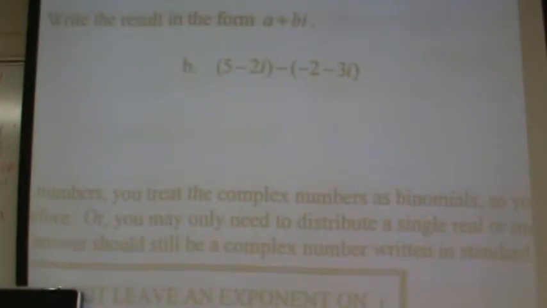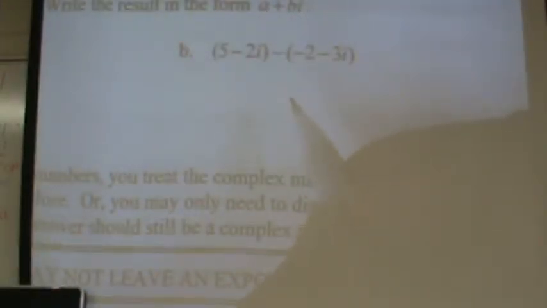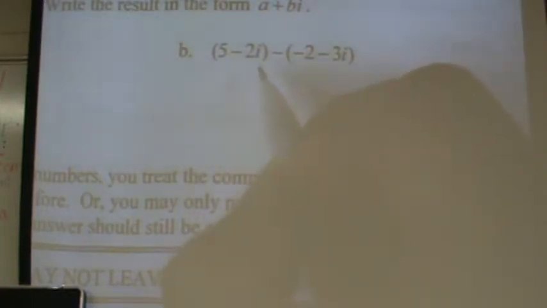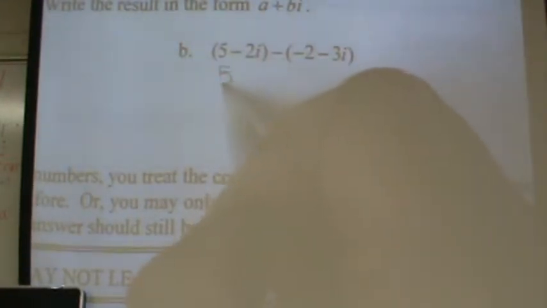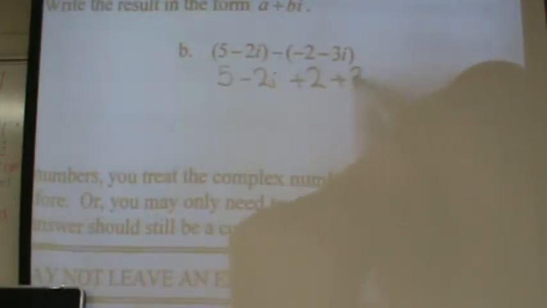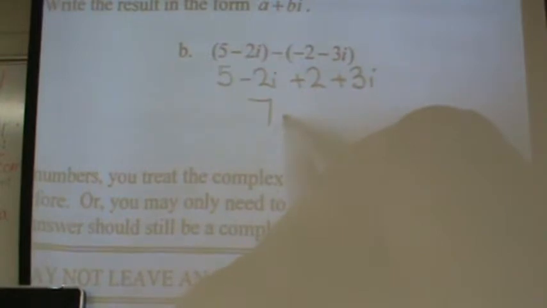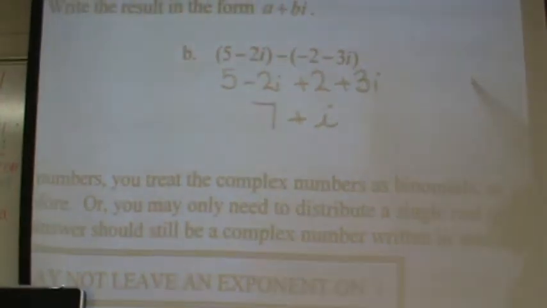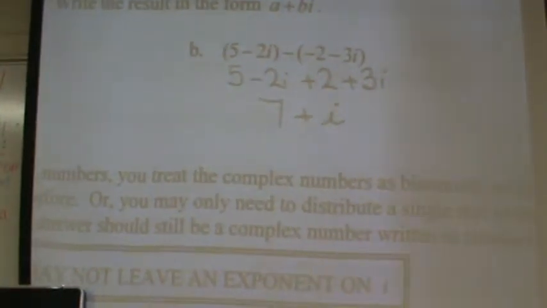Okay, how about letter B? What do you think you're going to do? 7 plus 1i. How'd you get 7? Robert distributed the negative, so it's negative, negative, so it's plus 2, and negative, negative here is plus 3i. So everyone agree, he said 7, what did you say, Robert? Plus 1i. Now, do you need the 1? No, just like 1x, you don't need the 1 there.